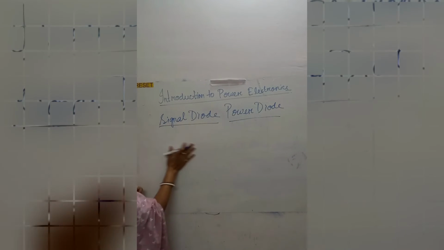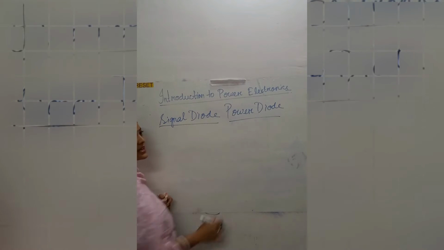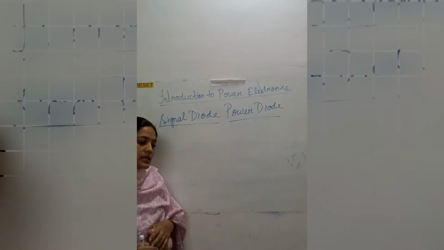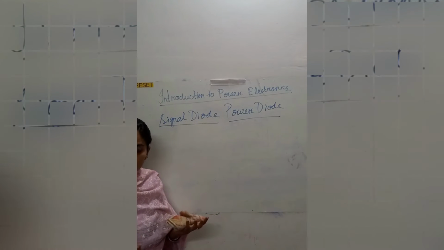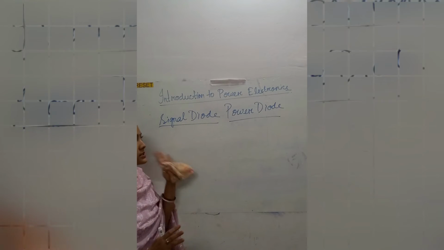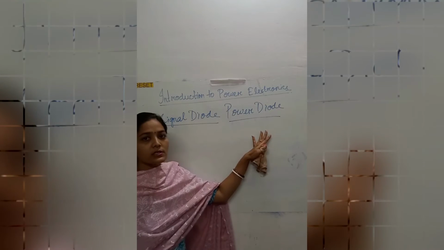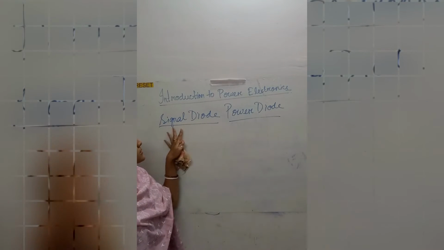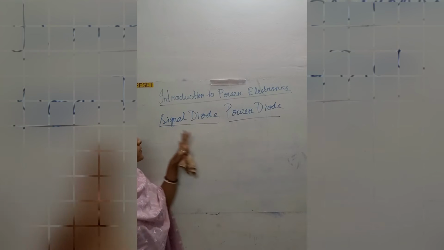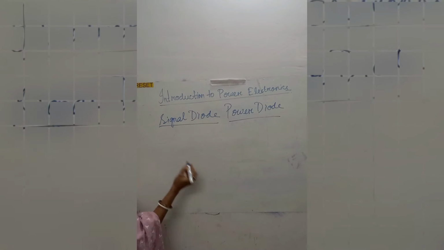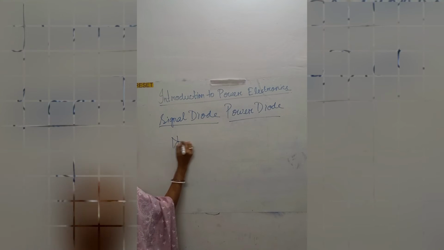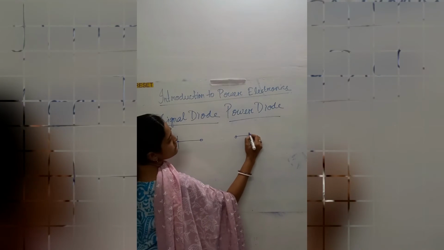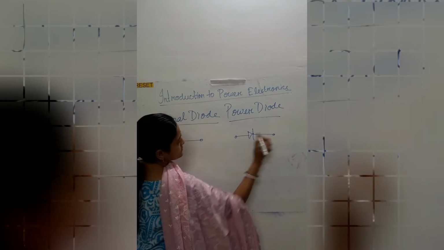Now what is the difference between this signal diode and power diode? In analog you must have studied about signal diode. When we say in general a diode means what? It refers to signal diode. When we say power diode, there is some structural difference in this power diode. When we come to signal diode, the symbolic representation is same. Symbolic representation is same for both the diodes.